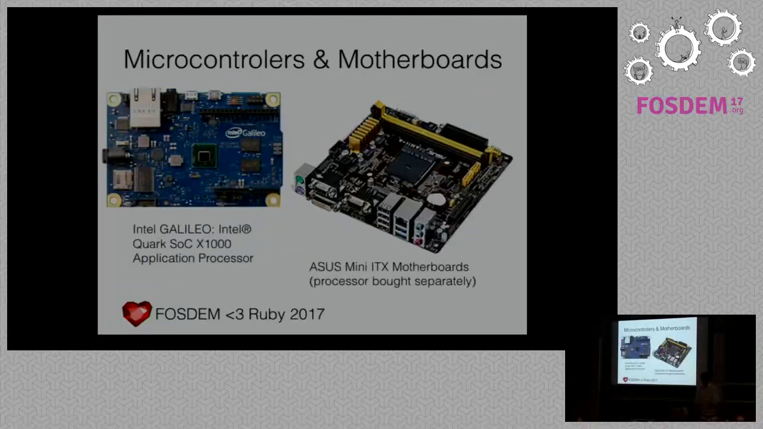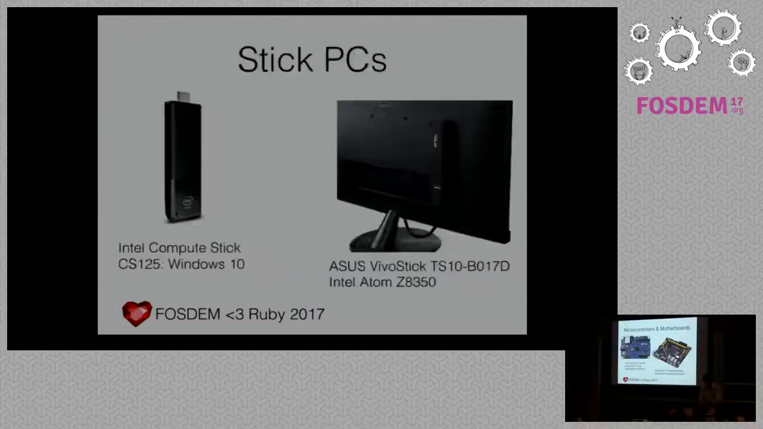Apart from Parallella and Raspberry Pi, there are other things. Intel, Asus, all these big PC companies, they have their own version. This Intel Galileo seems to run Linux, but the Asus, no, it doesn't. And this one over here does not come with a processor. You have to buy it separately.